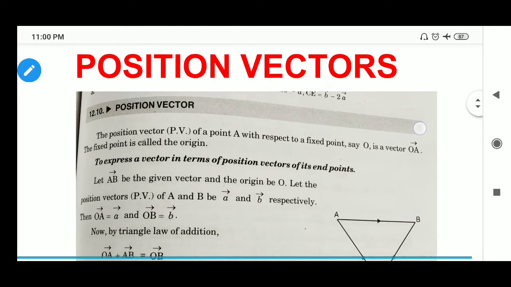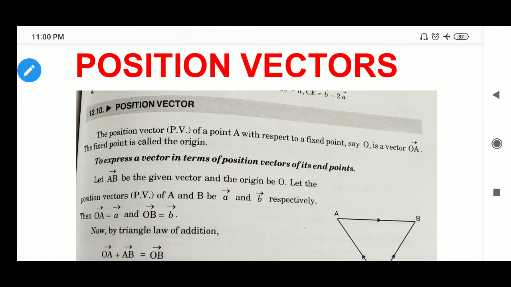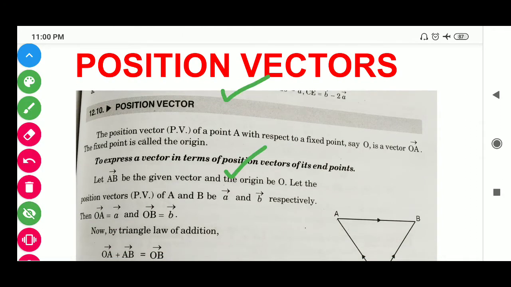Position vectors. The position vector of a point A with respect to a fixed point, say O, is the vector OA. The fixed point is called the origin. Students, suppose we have to find the position vector of A. What is the position vector of A? This is a point in three-dimensional space, with respect to a fixed point, say O. Here we take O as the origin.